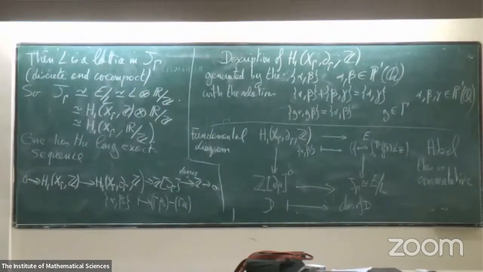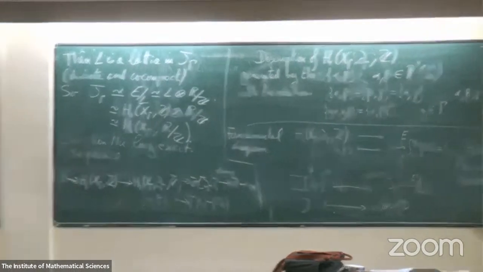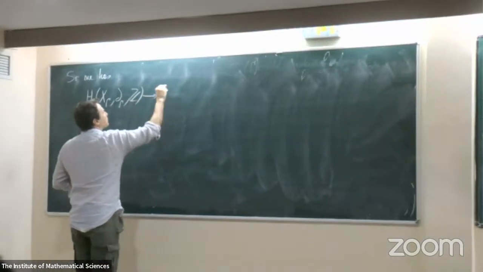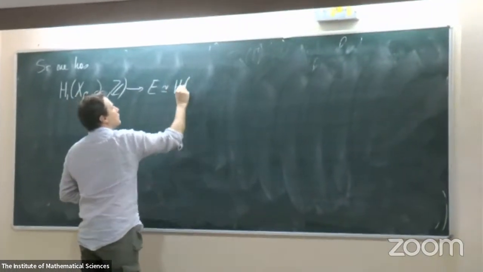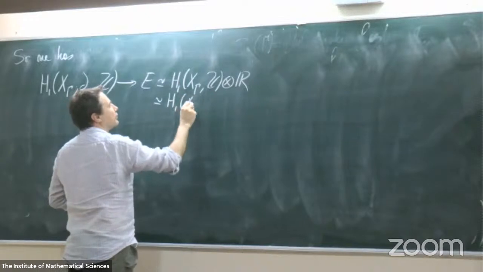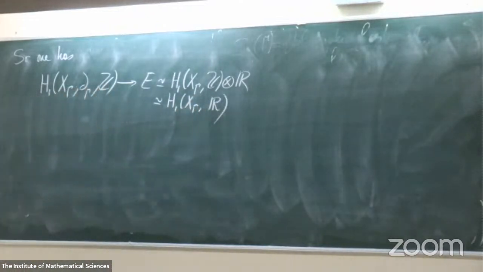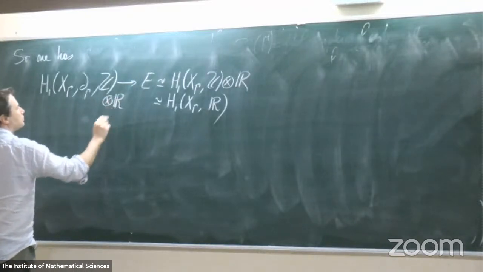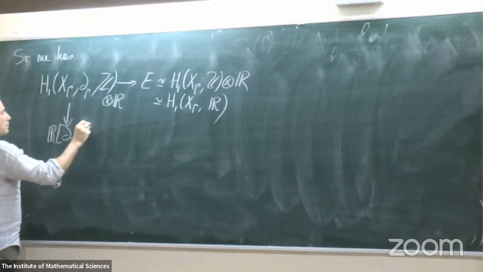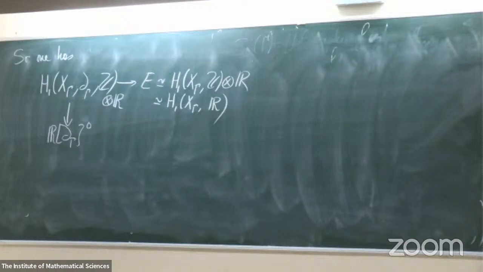So one has a map towards E, which is isomorphic to the absolute homology group for R, or if you prefer, H1 of X gamma R. You can extend the scalar actually, and this goes into the divisors of degree 0 with real coefficients. So let's call this map R.